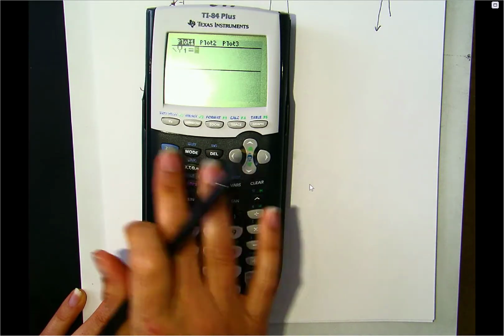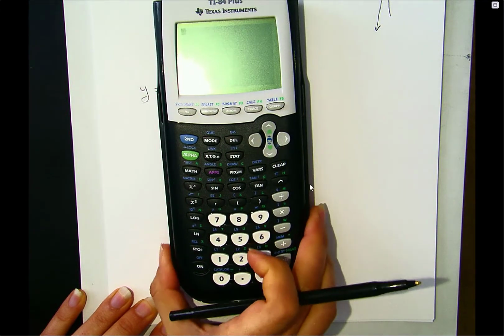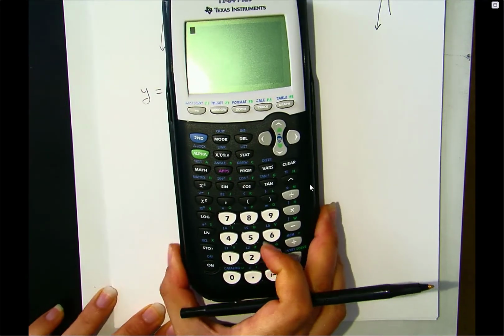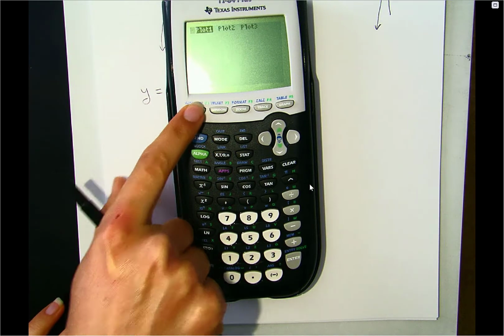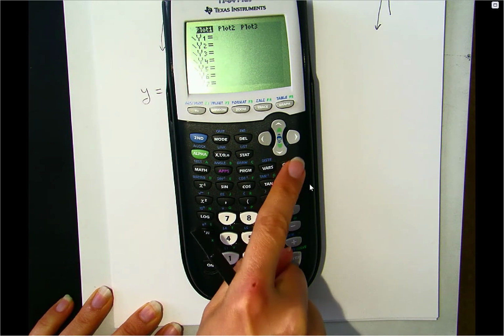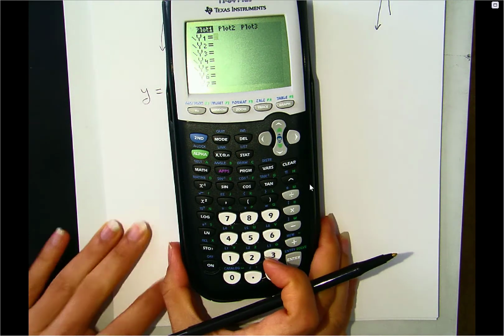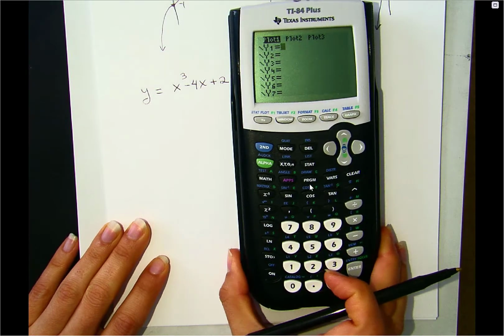So let me go all the way to the menu. When you're at the start, when it's blank, you want to go to y equals, and there should be nothing there. If you have something there, just clear whatever you have in there, and we're going to start typing our equation, which was x cubed minus 4x plus 2.